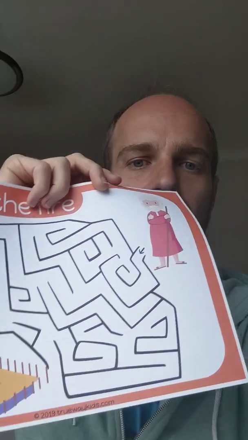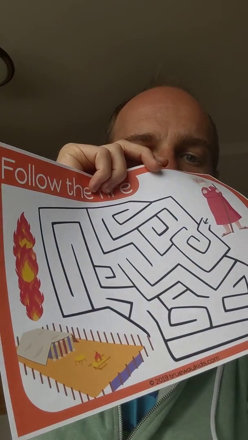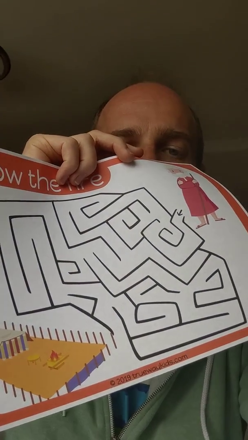Then there's a map here of Moses following the fire over the tabernacle. It's just a simple maze. To go through the maze, help Moses to follow it where he's supposed to go.